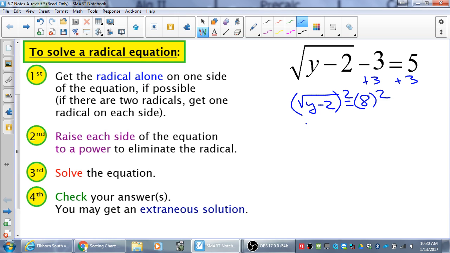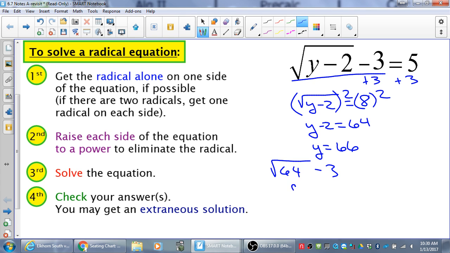Y minus 2 equals 64, add 2, y equals 66. Now, if I plug 66 into this, do I get 5? 66 minus 2 is 64. Square root of 64 is 8. I actually do get 5 when I plug 66 in. That's a good answer.